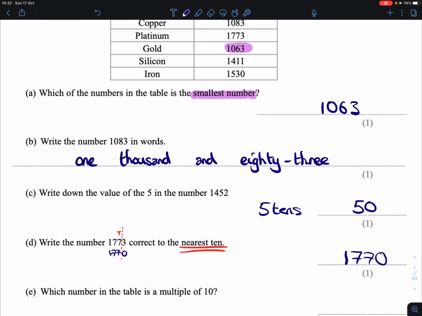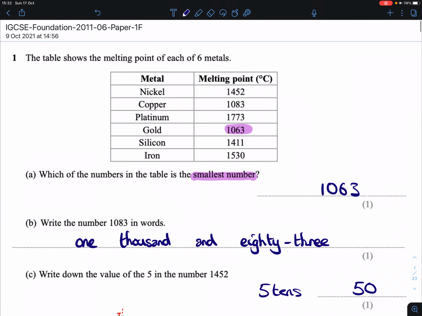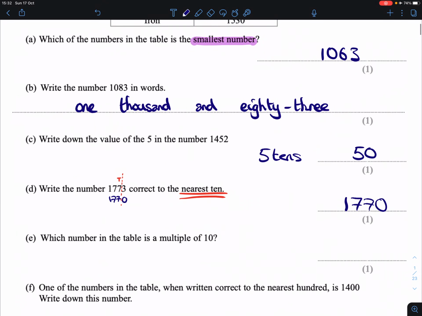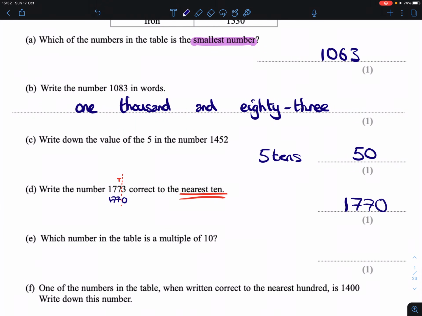Part E, which number in the table is a multiple of 10? The one with a 0 in the end, iron. It does ask which number, however, so 1530 would be what I'd write down.